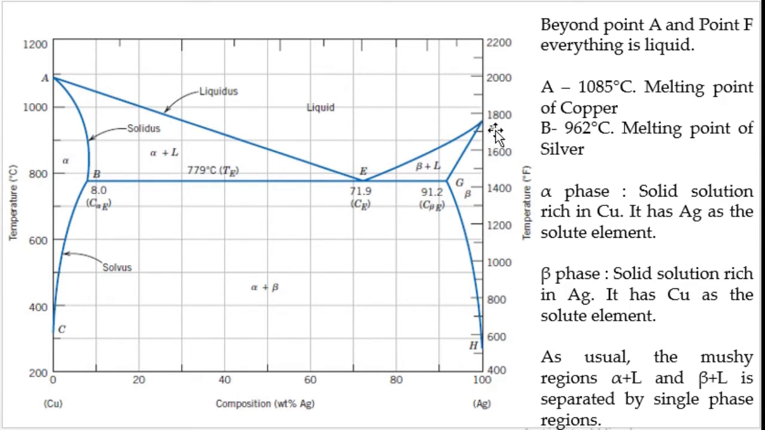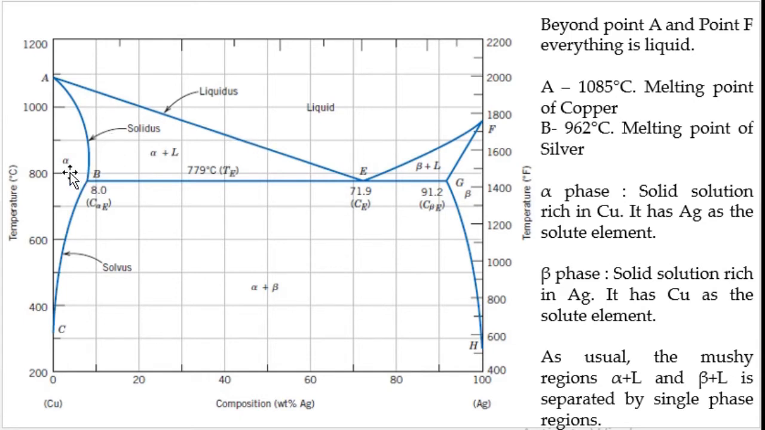So we locate point F. From point A to point E we draw a line, and from point F to point E we draw another line. So AEF is the liquidus curve, not a line, it's a set of lines, so we call it a curve.